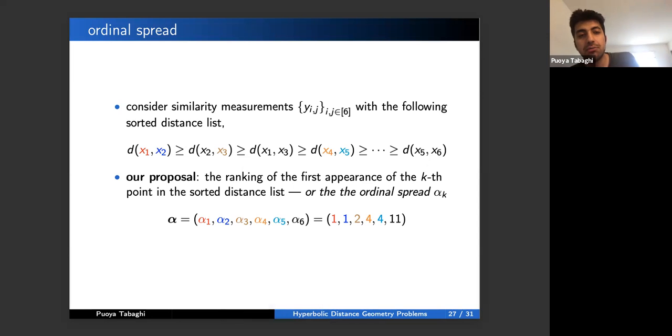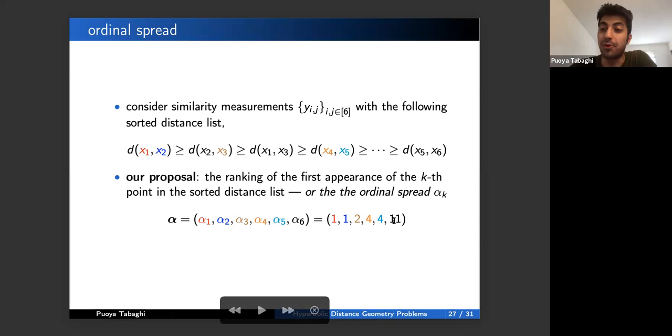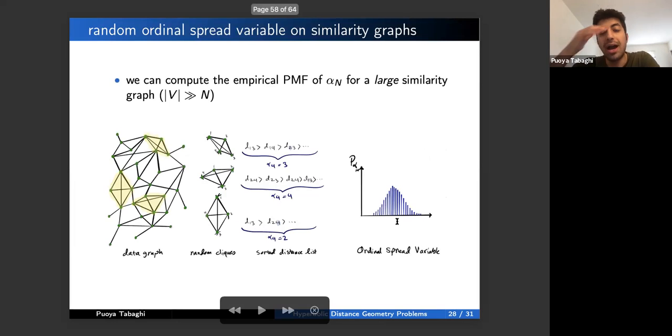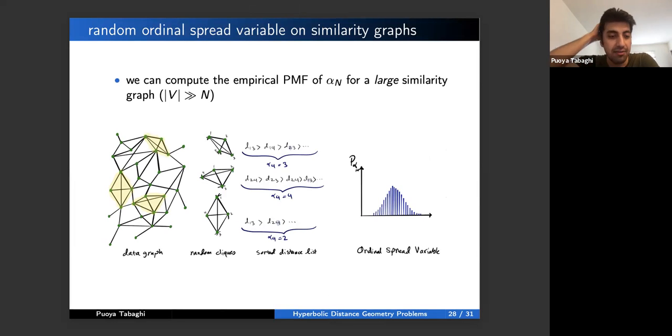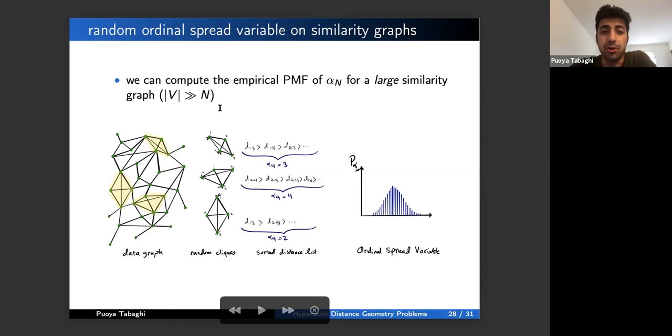And there is some evidence to be had that basically the last index is quite important. Basically, the ranking of the last point appearing in this distance list. So alpha capital N is important. So how do we use this in practice? We can have a data graph like this, and we're gonna pick a number N, which is here like 4, and we're gonna randomly select 4 cliques from this graph. So here are random 4 cliques here.